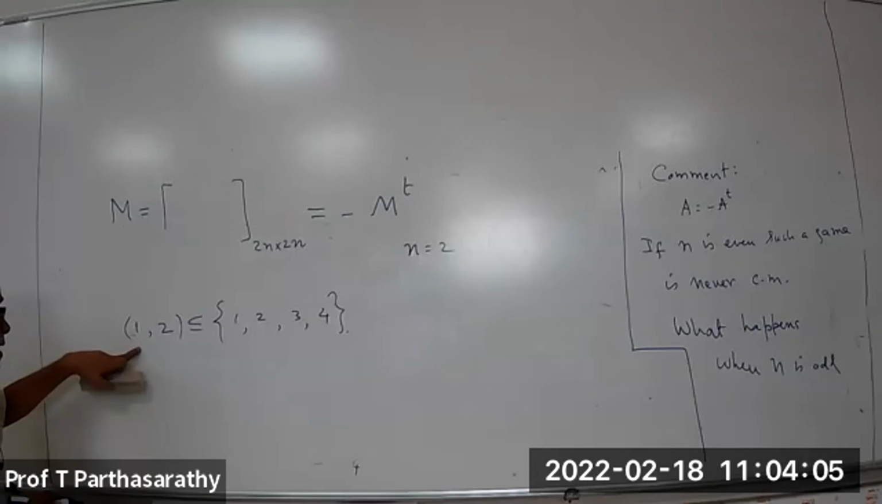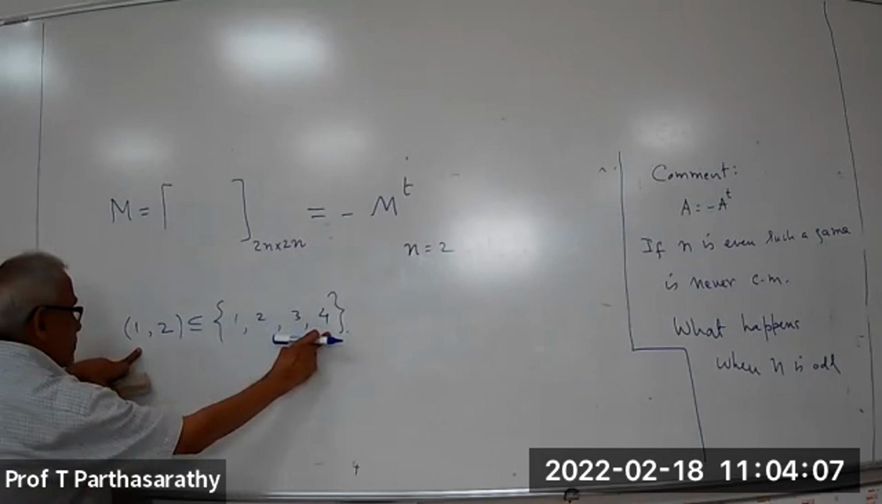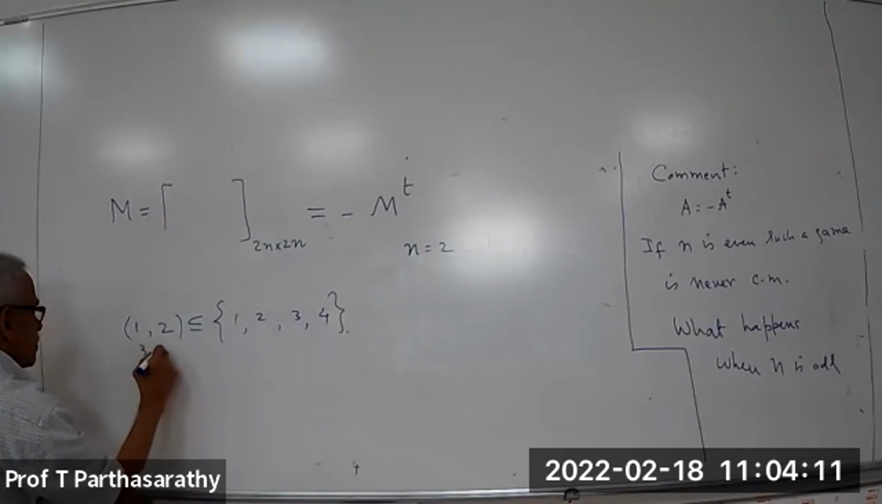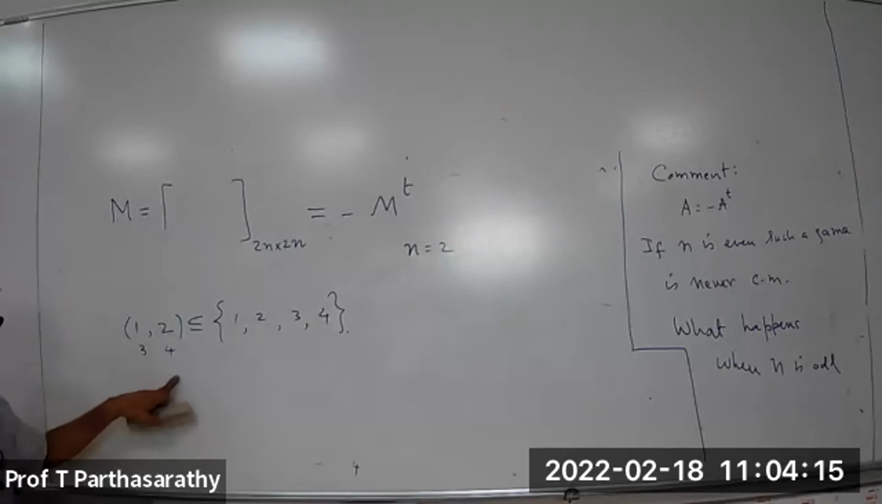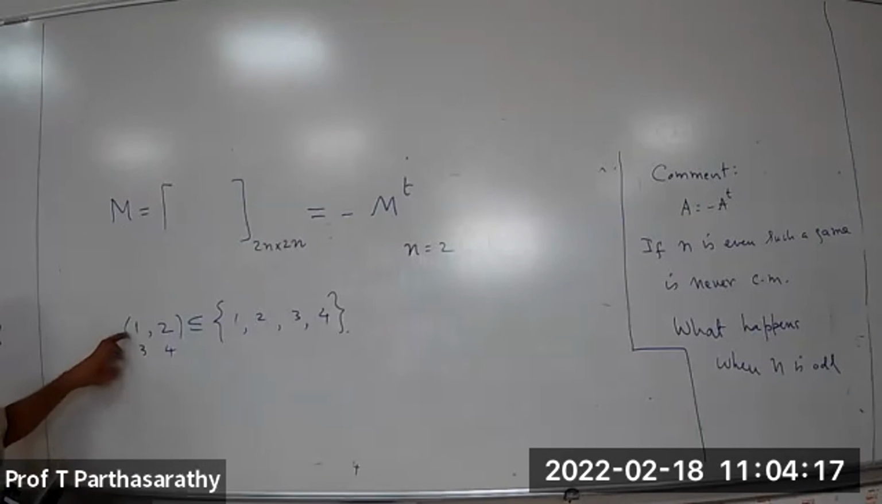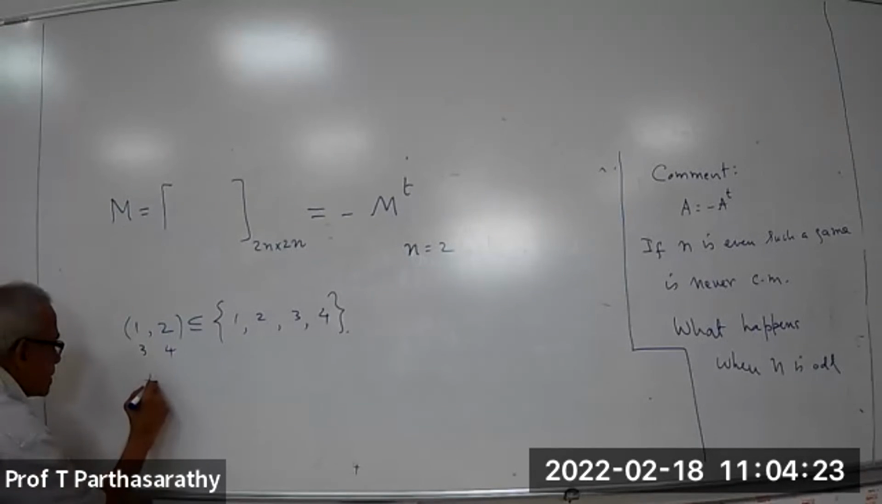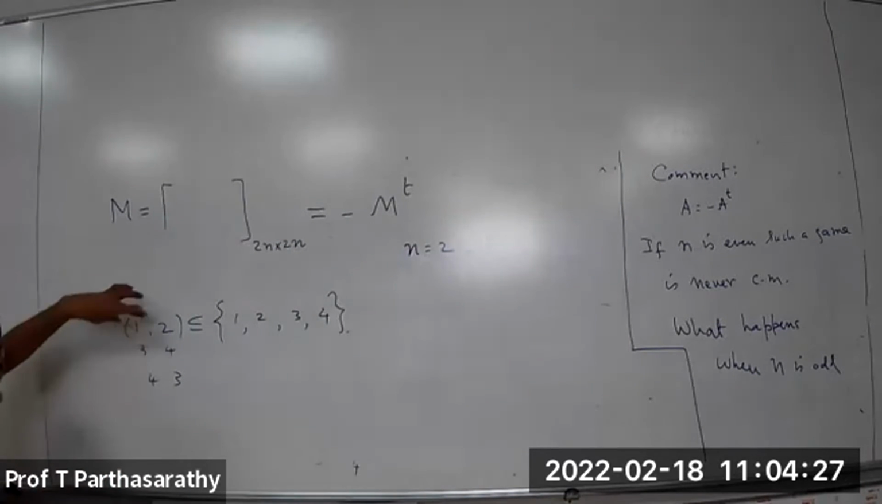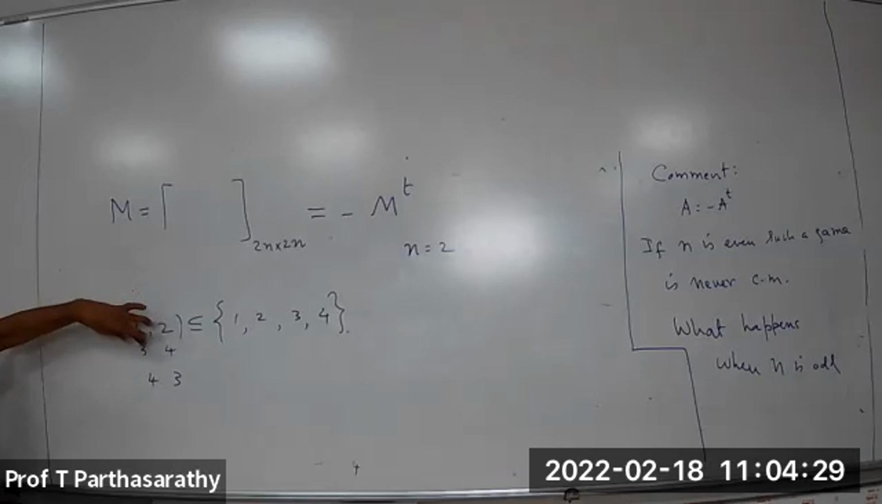See, with 1, I cannot attach 4. No, I can. So with 1, 2, I attach 3, 4. This is one possibility. With 1, 2, I can attach 3, 4, because 1 is less than this, 2 is less than that. With 1, I can attach 4, and with 2, I can attach 3. There are two ways of attaching with 1, 2. One is 3, 4. The other one is 4, 3.